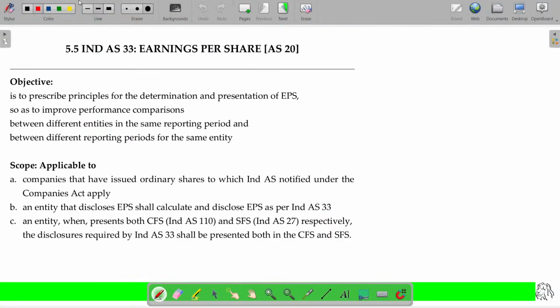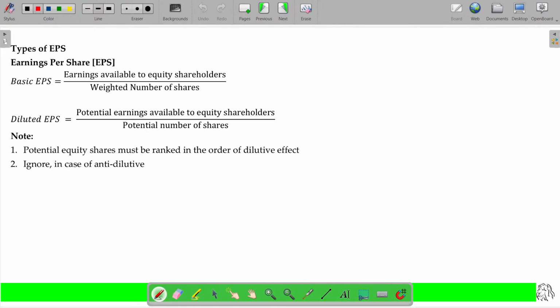Case number 33 is all about calculation of earnings per share. Let me directly guide you through the calculation of EPS one after one, and finally I'll guide you through the theoretical aspects also, right?